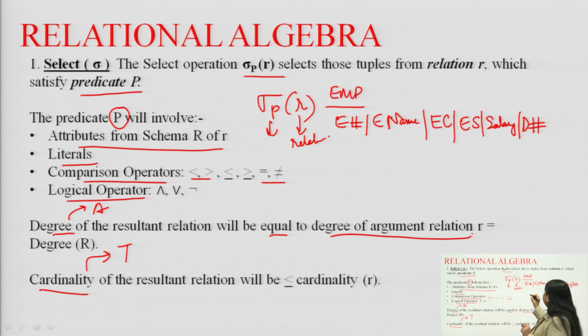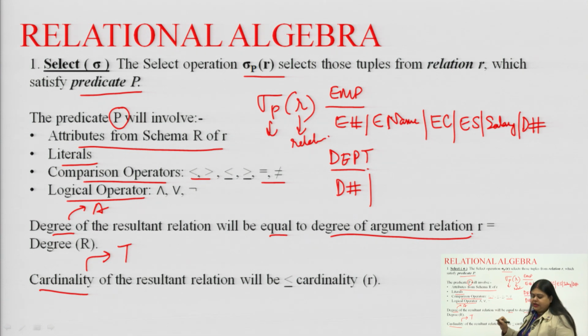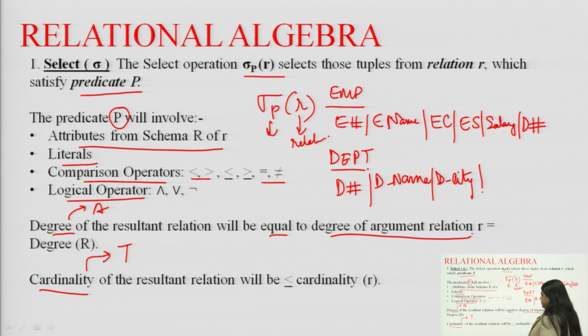Now, let us come to the next relation, department, and see what the schema of the department will be. It has the department ID, then the department name, then the department city, followed by the total salary of the department. I am writing the schema because I will be using it in further operations also, right. So, this is the schema.